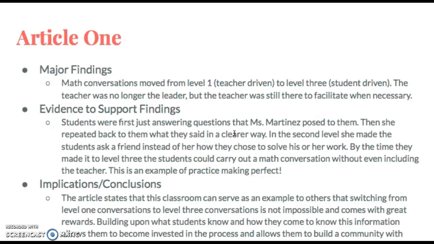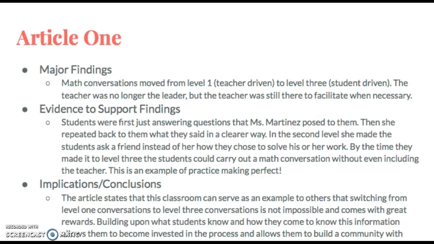By the time they made it to level 3, they could carry out math conversation with her standing around, listening, but they were doing it on their own. And it wasn't just like, oh, what'd you get type of thing. They were really in depth, trying to figure out how each other solved the problem.